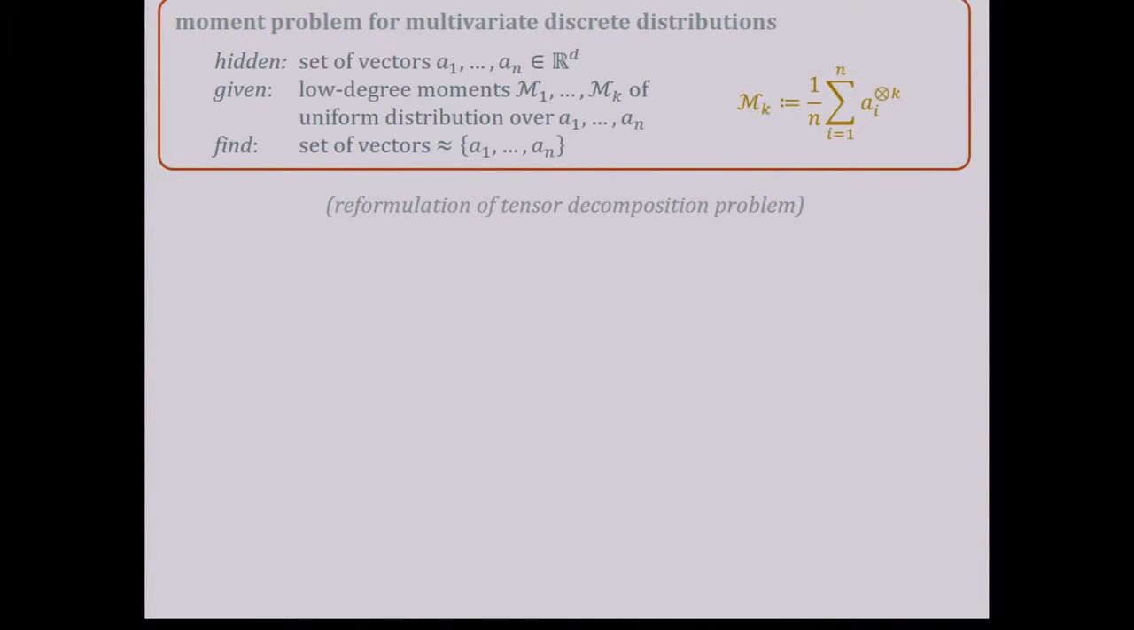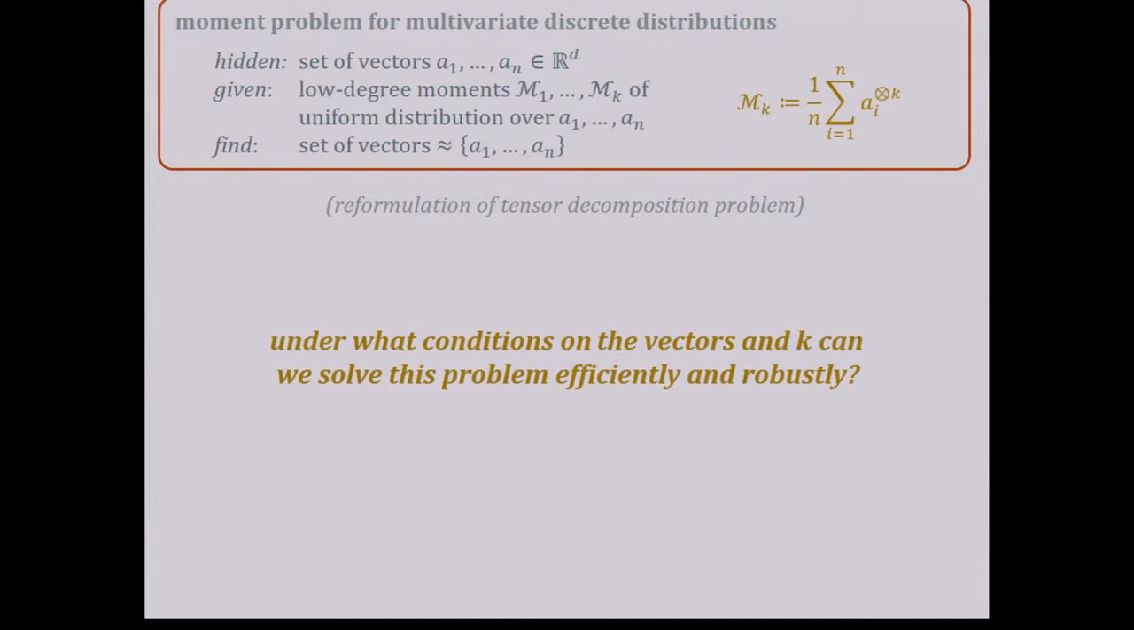Okay, so this is a special case of the multivariate moment problem, and it's just a reformulation of the tensor decomposition problem. Our question is, under what conditions on the vectors a1 up to an and the number of moments k that we observe, can we solve this problem efficiently and robustly? Robustly means that even if there's some error on the moments that we observe, we want to be able to solve this problem.